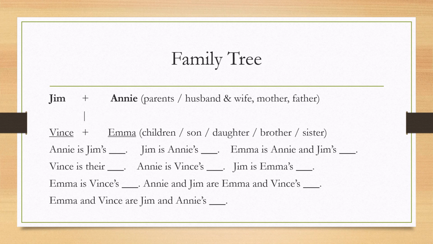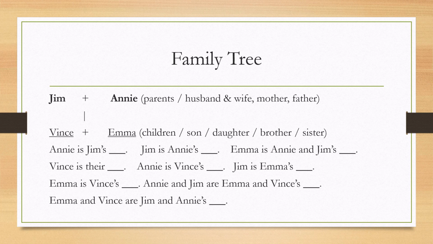Let's look at the family tree. This is another exercise you can do with your own family members and your own relatives. So at the top of the tree, we have the main people, that is the parents, or husband and wife, or mother and father. We have Jim and we have Annie. Now Jim and Annie have children. In this example, they have 2 children and their names are Vince and Emma. So Vince is a son and a brother, and he's a child. Since there are 2 of them, the plural of child is children. Emma is a daughter, a child, and a sister.